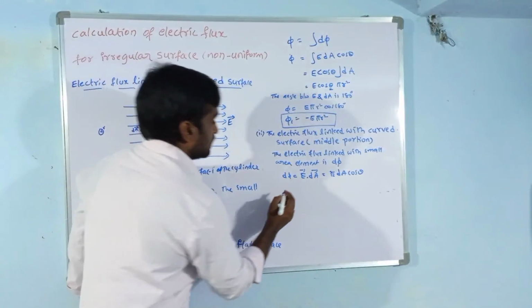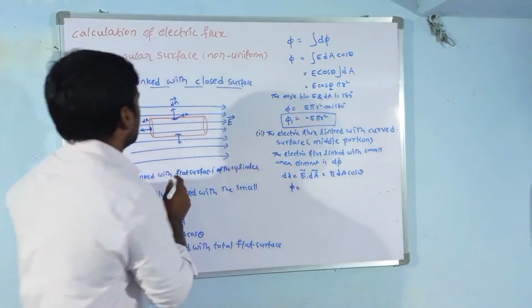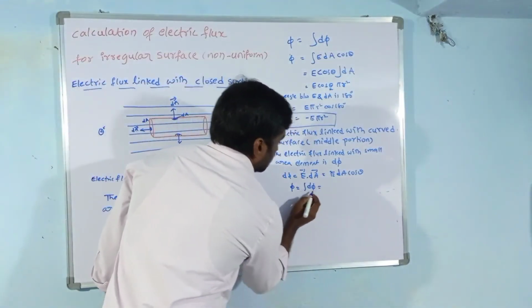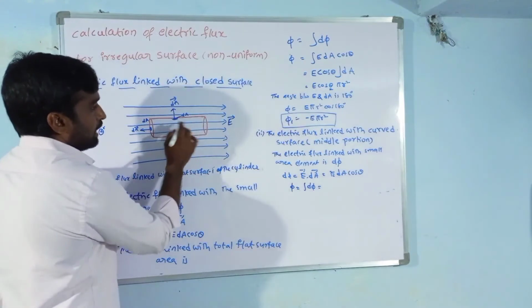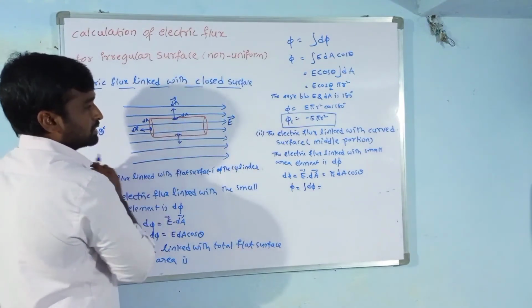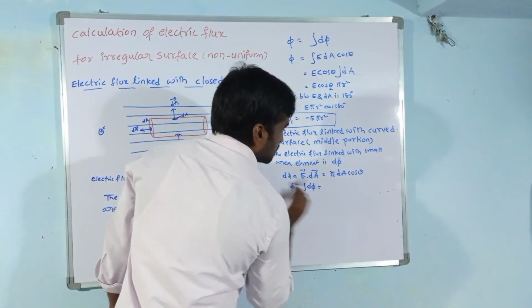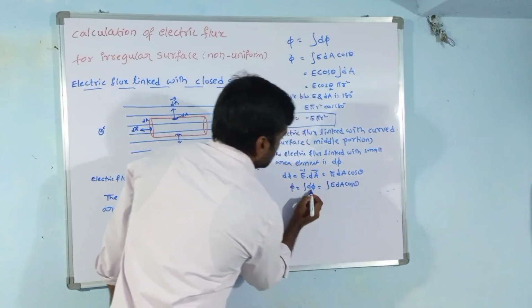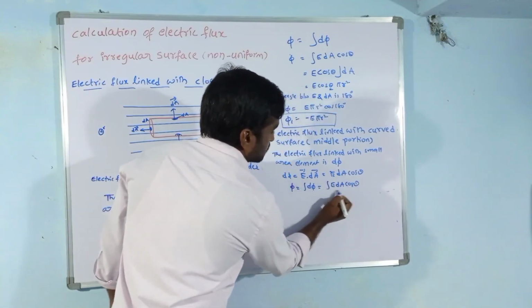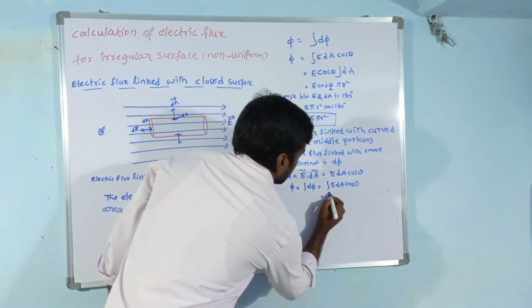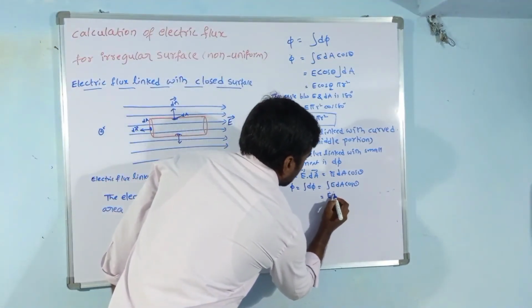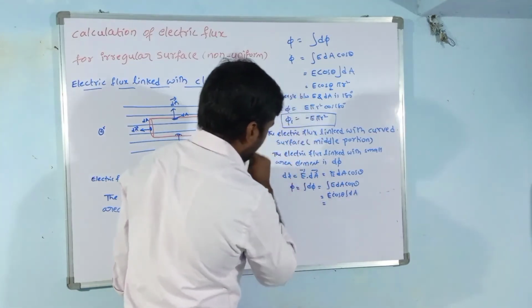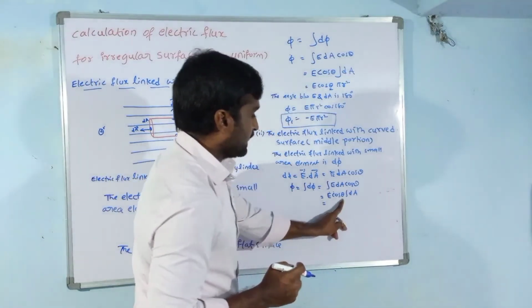Now what is the electric flux? The total electric flux linked with the total middle portion, that is phi, is equal to the integral of d phi. Integration of d phi means we are adding all the small area elements' flux. So what is d phi? d phi is E dA cos theta. That's why I have substituted it here. So phi equals E cos theta dA.